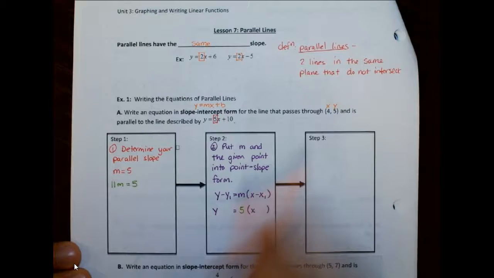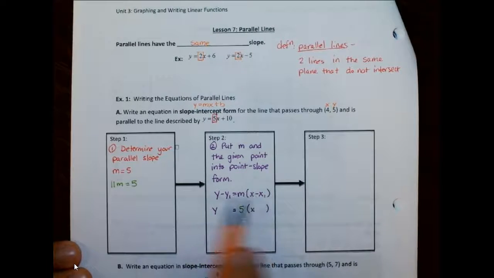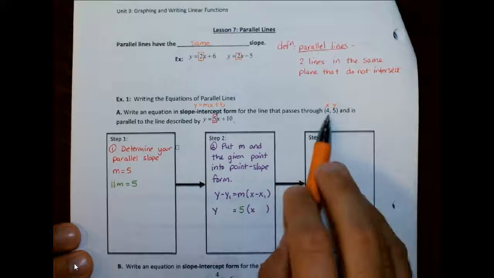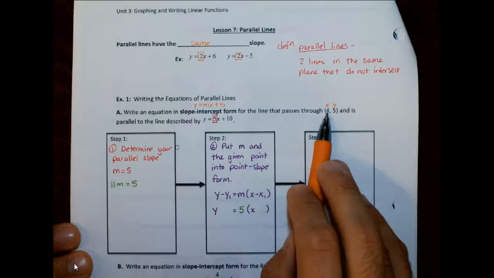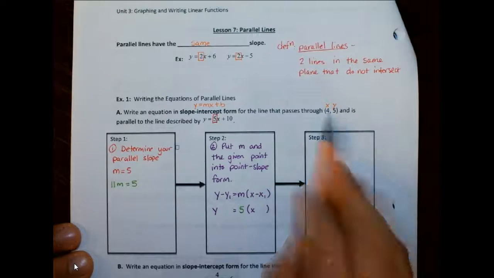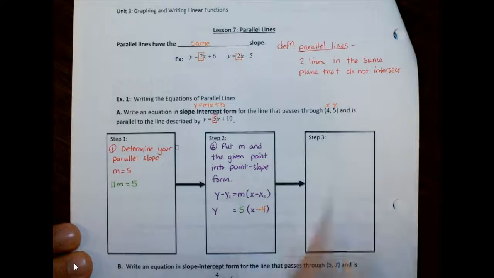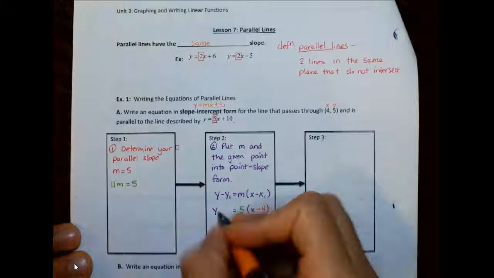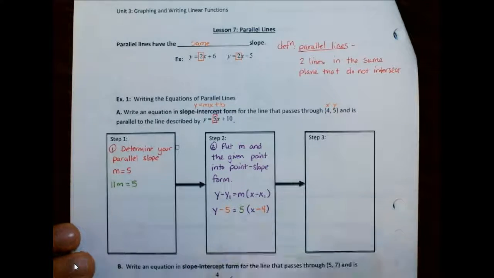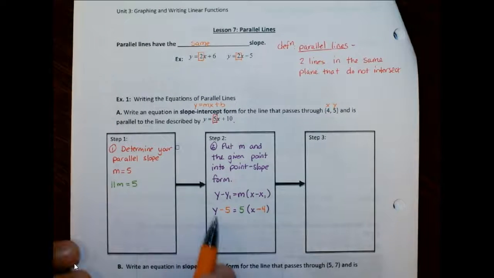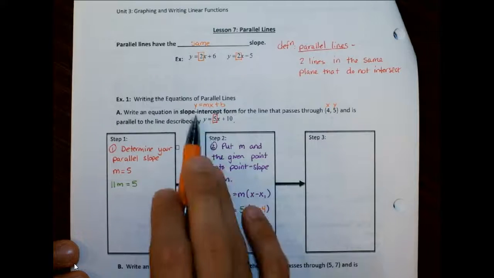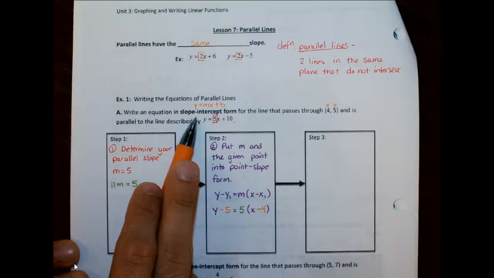Now naturally, in point slope form, there is subtraction in the equation. So I tell my students that you want to take the opposite of what you see here. So the opposite of 4 is negative 4. So I'm going to put that with the x, a negative 4 there. And the opposite of 5 is negative 5. So I'm going to put a minus 5 there. So my new equation in point slope form is y minus 5 equals 5 times the quantity x minus 4. However, they want this equation to be in slope-intercept form.